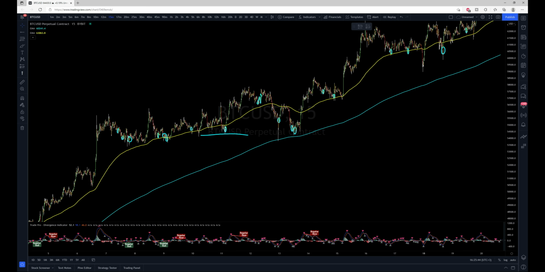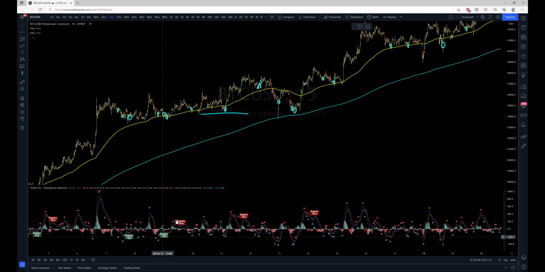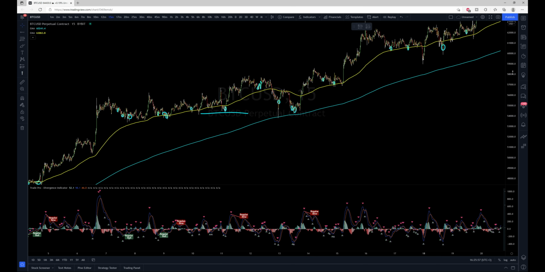All right. And of course, you don't need this indicator. You don't need a divergence indicator to tell you where the divergences are. You can spot them on your own. This actually misses some because it's hard to code divergence into an indicator.